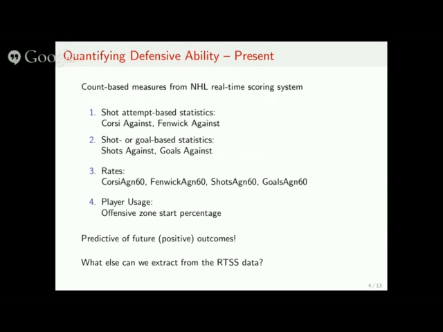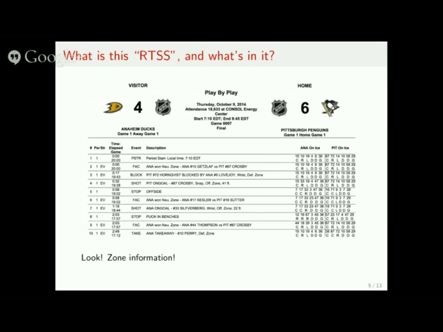So first, I just want to, I don't think people actually know what this looks like. So this is the RTSS data. This is where it comes from. We have things like the score in the game, but what's nice is this is called the play-by-play file, and it says what happens at every point in time.